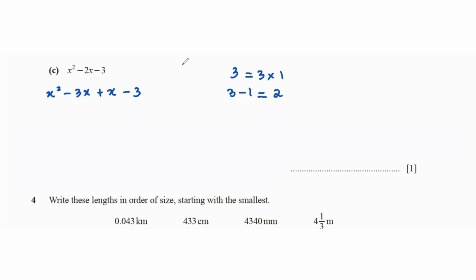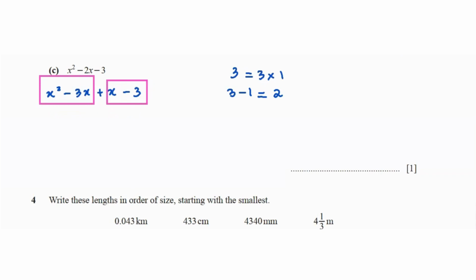So whatever the factors are of the product of your coefficient of x squared and your constant, you see which factors when added or subtracted give us the middle term, which is negative 2x. So 3 minus 1 is 2. So we write negative 2x as negative 3x plus x. Now we factor by grouping. So what we're going to do is divide this into two groups. This is one group and this is the second group.